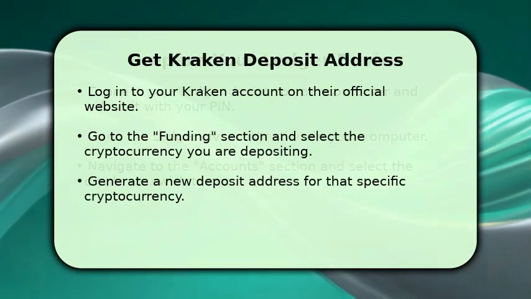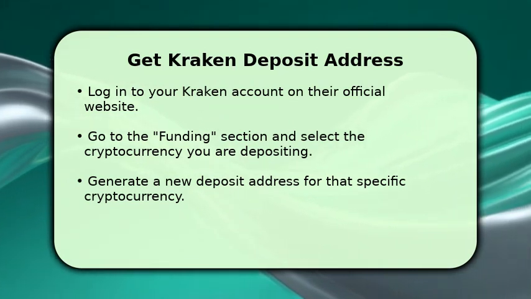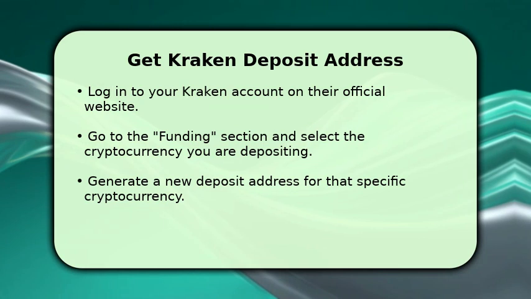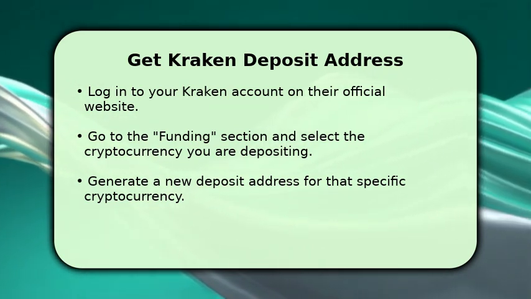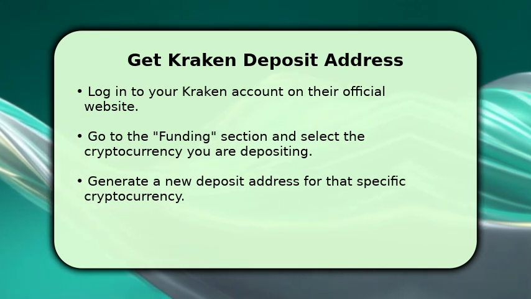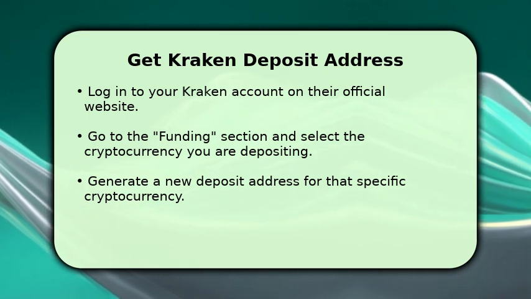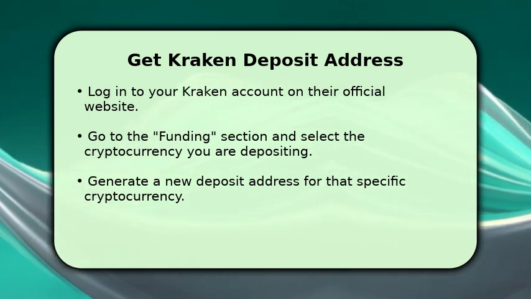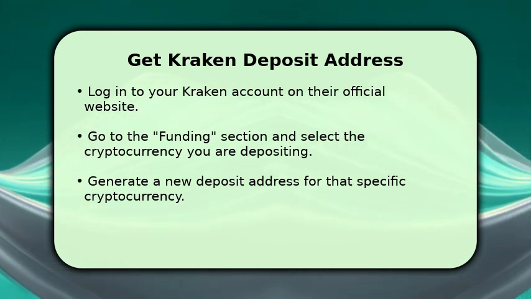device. Now switch over to your Kraken account. Log in securely on their official website. Once logged in, navigate to the Funding section. Here, you will select the exact cryptocurrency you plan to deposit, for example, Bitcoin. Kraken will then provide you with a unique deposit address. This address is essential for receiving your funds, so copy it carefully.